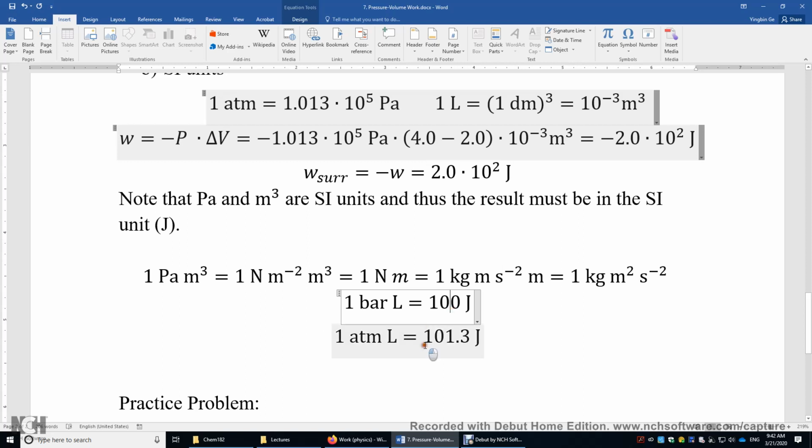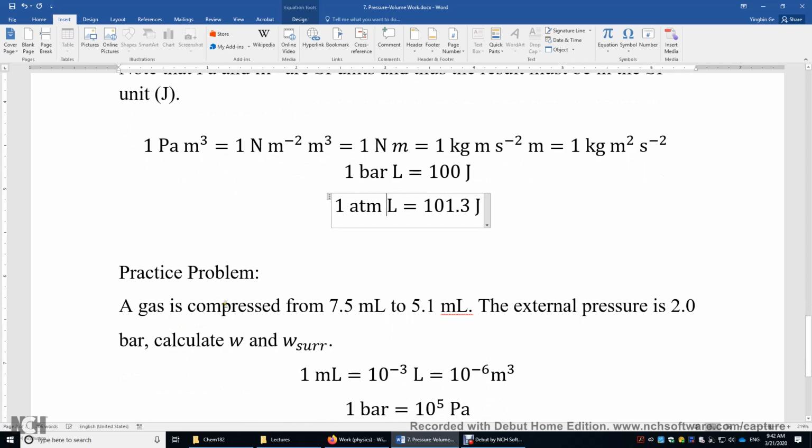And you can tell that 1 bar liter is close to 1 atm liter. And again, 1 atm is equal to 101,325 pascals or 1.01325 bars.